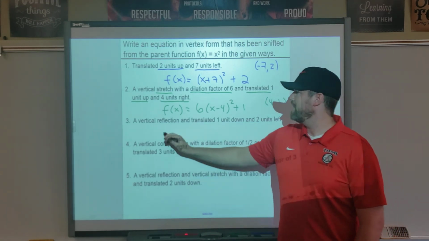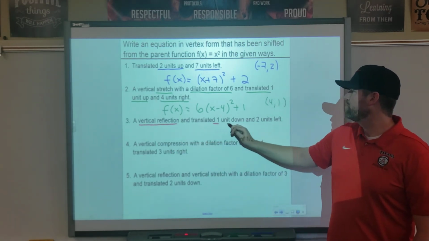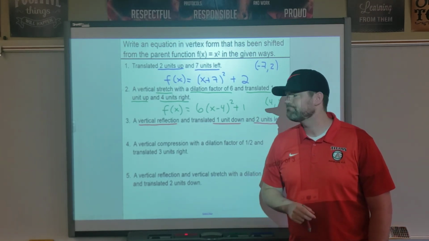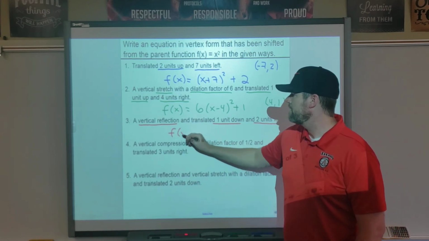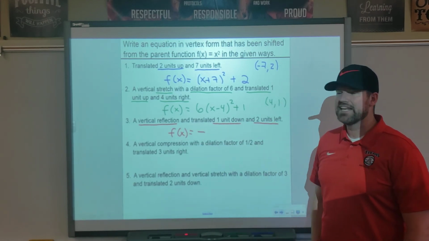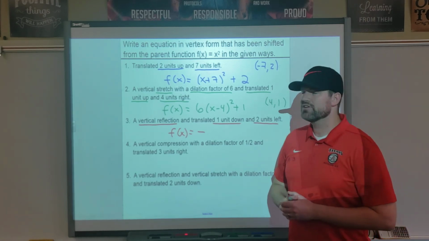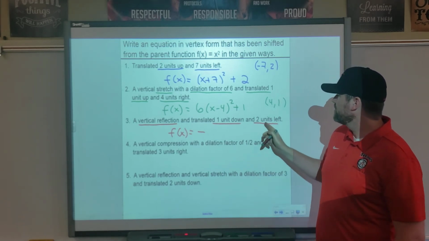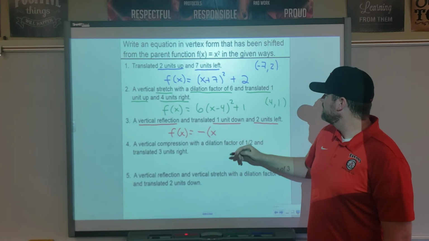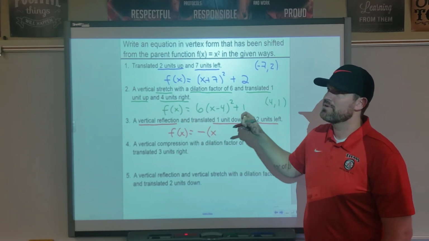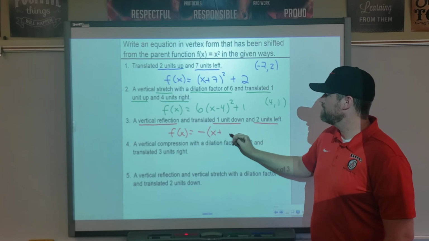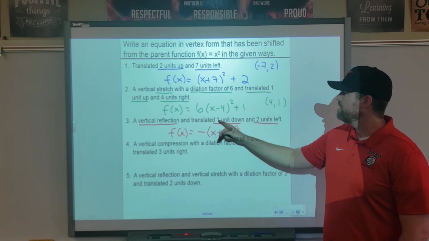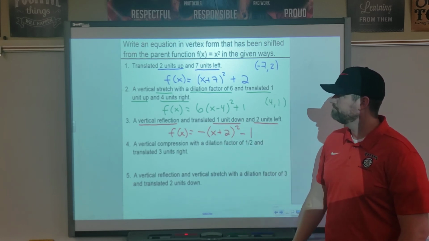A vertical reflection, 1 unit down, 2 units left. What will this equation look like? Well, to reflect it, we need to make our A negative. It didn't say anything about a stretch or a compression, so I'm not going to change the number of the A. It's still going to be 1, so it's just a -1. If I want to go 2 to the left, that means my vertex is -2, which means in my parentheses I have to have the opposite. So x +2 squared. And then 1 unit down is just -1.